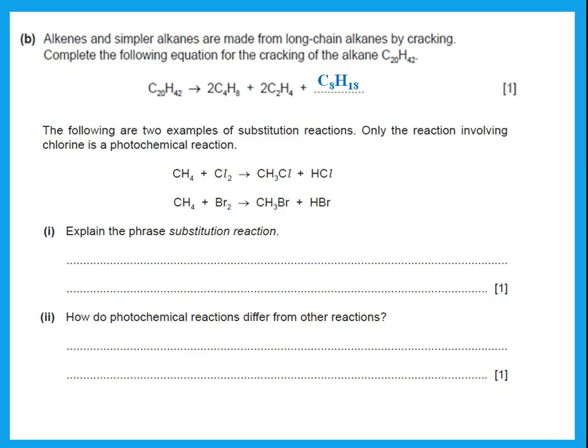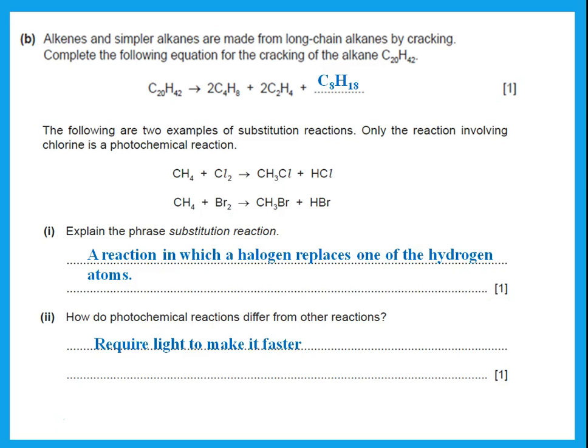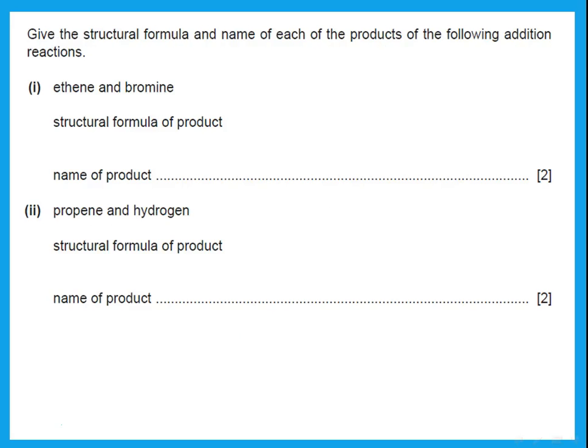Okay, explain the phrase substitution. We said substitution means a reaction in which a halogen replaces one of the hydrogen atoms in alkanes. Okay? How do photochemical reactions differ from other reactions? Oh, he was talking about photochemical. Remember that a photochemical reaction is one that requires light to make it faster.